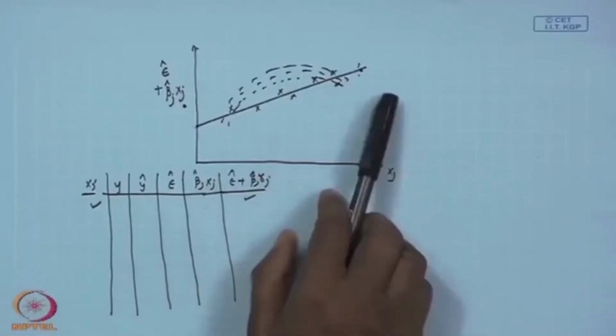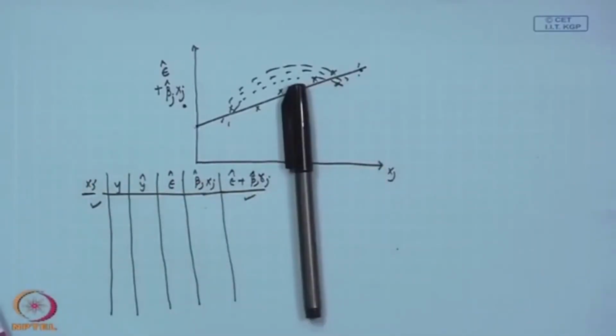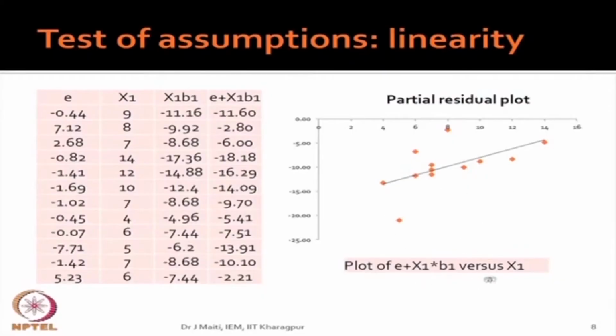Now, if we want to see what has happened to our given problem, if I go by E plus x1 beta 1 versus x1, on this side it is x1 and on this side is E plus x1 beta 1, then you are getting a plot like this.